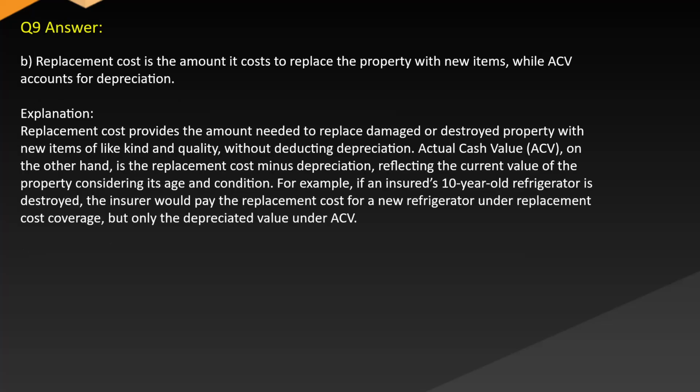Answer: B. Replacement cost is the amount it costs to replace the property with new items, while ACV accounts for depreciation. Explanation: Replacement cost provides the amount needed to replace damaged or destroyed property with new items of like kind and quality, without deducting depreciation. Actual cash value (ACV), on the other hand, is the replacement cost minus depreciation, reflecting the current value of the property considering its age and condition. For example, if an insured's 10-year-old refrigerator is destroyed, the insurer would pay the replacement cost for a new refrigerator under replacement cost coverage, but only the depreciated value under ACV.